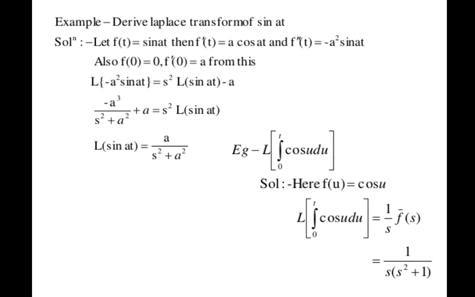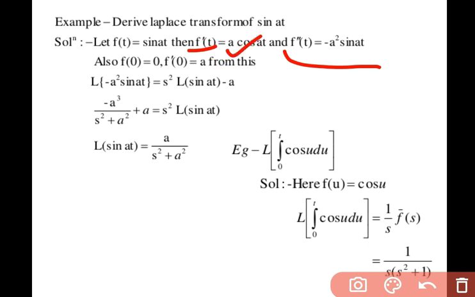Example: derivative Laplace transform of sin at. Let f(t) equal sin at. After differentiating, we get f'(t) equal a cos at, and differentiating again we get f''(t) equal minus a squared sin at. Also f(0) equals 0 and f'(0) equals a. So the Laplace of minus a squared sin at, which is the second derivative of f(t), is equal to this, and after solving we get this.